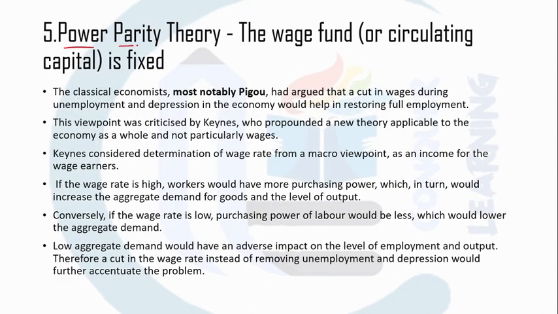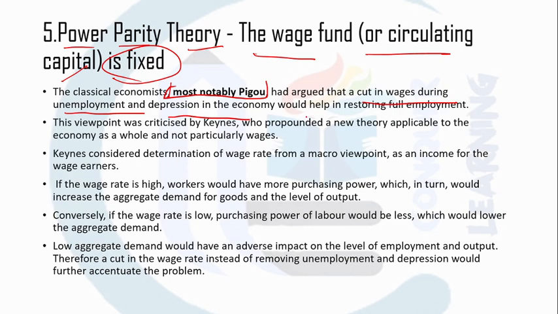Next is your purchasing power parity theory. The wage fund or circulating capital here is fixed. Now this is somewhere related to the wage fund also, but described in the form of the purchasing power. So the classical economist Pigou argued that the cut in wages during the unemployment and depression in the economy would help in restoring the full employment. Full employment means a condition when all the laborers or all the people in the economy are able to get the employment.